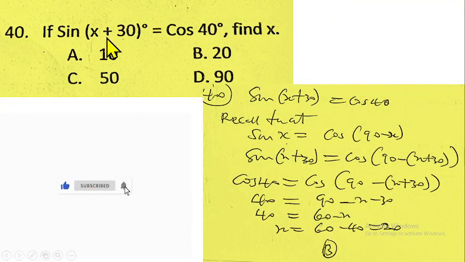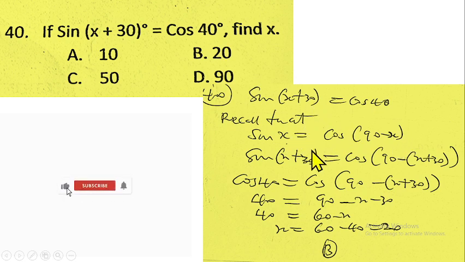Question number 40 is also on trigonometric ratio, and that's the complementary angle in trigonometric ratio. sin(x + 30) equals cos 40. We have to find the value of x, but we know that there is a relationship between sine and cos in complementary angles. We know that sin x is the same thing as cos(90 - x).